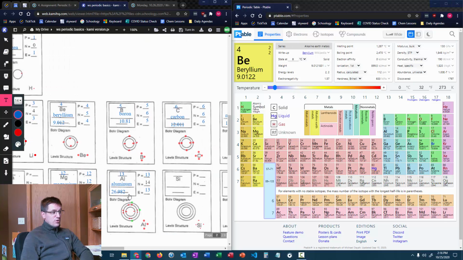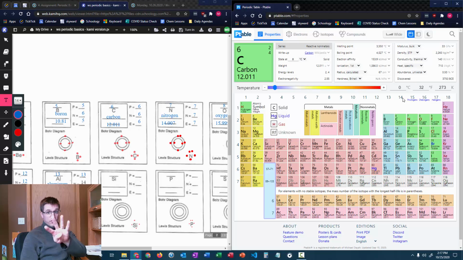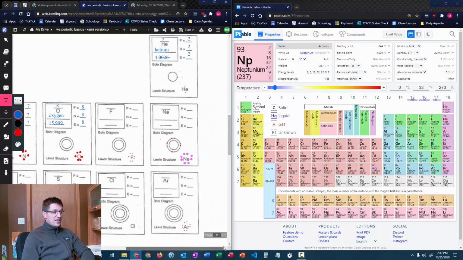Then we skip over to boron and aluminum. Boron's over here and aluminum's over here. Both of them have 3 valence electrons, and they are in group 13. Carbon, silicon, 4 dots on the Lewis structure, 4 valence electrons, and they're in group 14. It's all connected. We can skip ahead all the way to the end. Neon and argon, they both have 8 valence electrons, and they are in group 18.